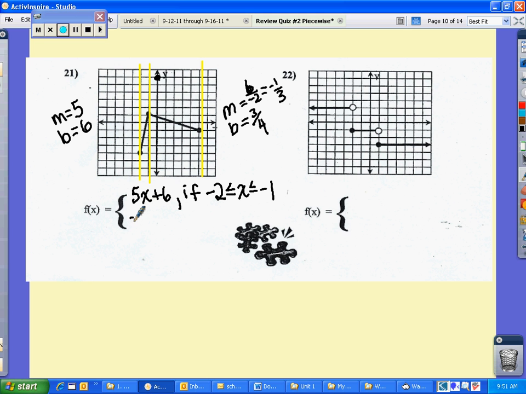Then my second piece is going to be -1/3 x plus 3/4, and that's if I'm going to start at -1, and I'm going to go all the way over, again my interval, to 1, 2, 3, 4, 5, 6.